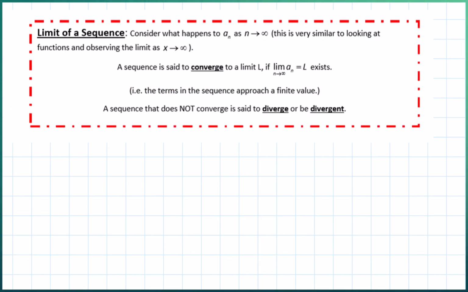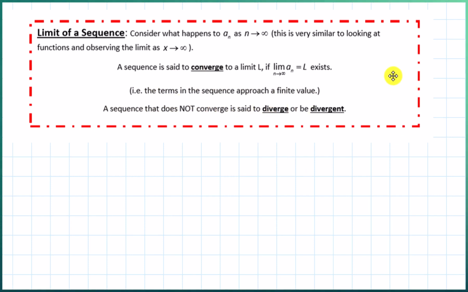And now we're going to officially start to define the limit of a sequence. So let's consider what happens to each of the terms, a sub n, as the number of terms approaches infinity. Very, very similar to looking at limits of functions as x is approaching infinity. We say that a sequence converges to a limit L if the limit of the terms, a sub n, as n approaches infinity, equals L. If that limit exists, then we say that the sequence is converging, meaning the terms in the sequence actually approach a finite value. A sequence that does not converge is said to diverge or be divergent.